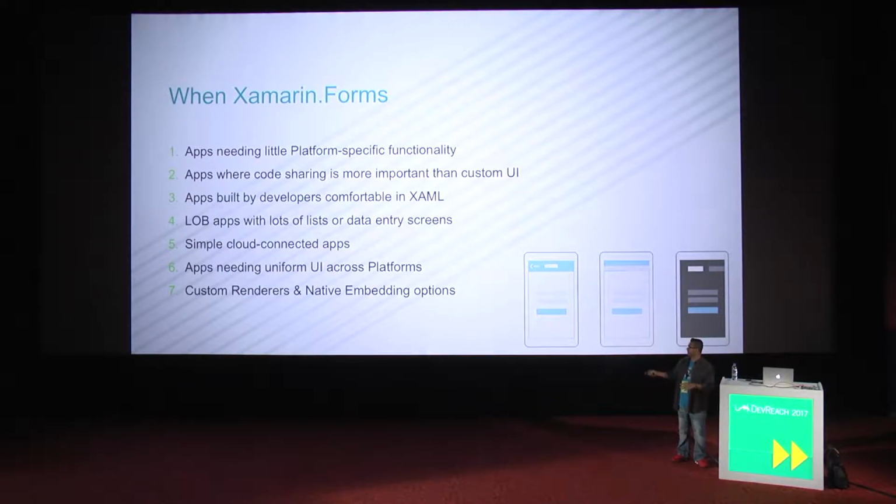So there are things like native embedding. Let's just say iOS has a control that nobody else has, right? And if you want to use that, just go ahead and render that one native control and fall back to just the defaults for Android or Windows if you need to. And we'll talk about custom renderers.